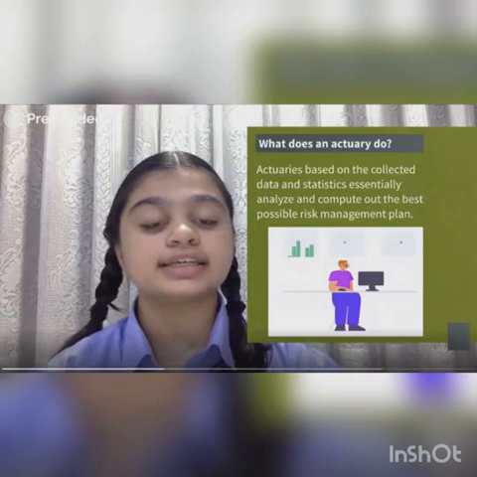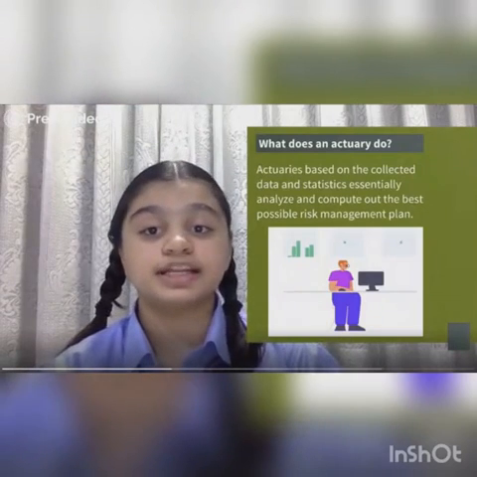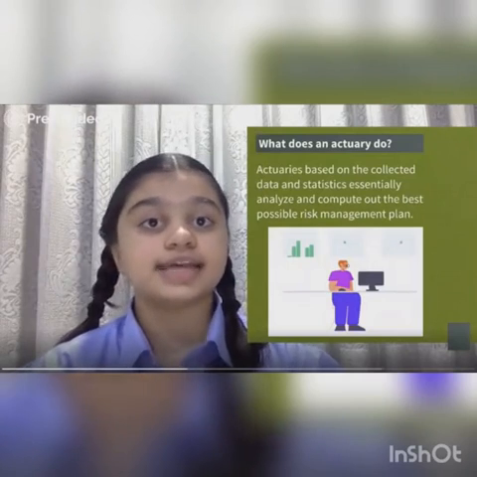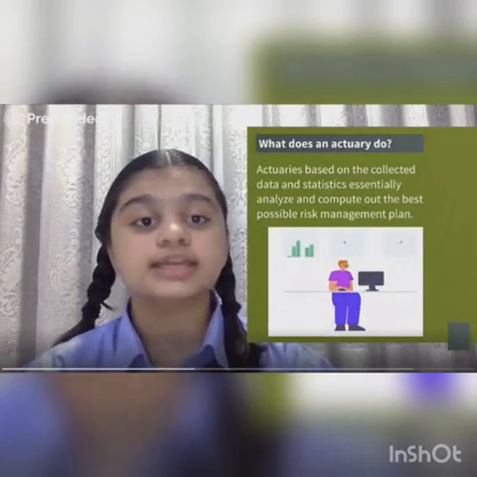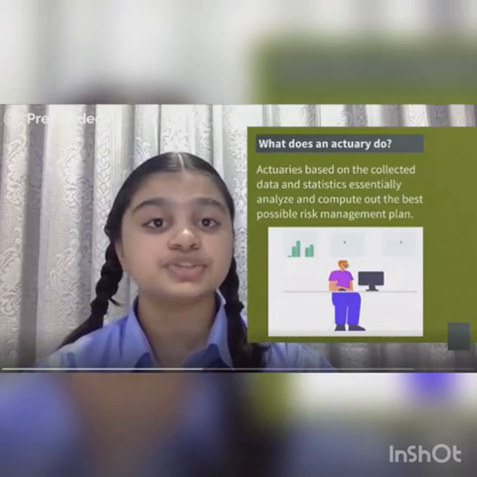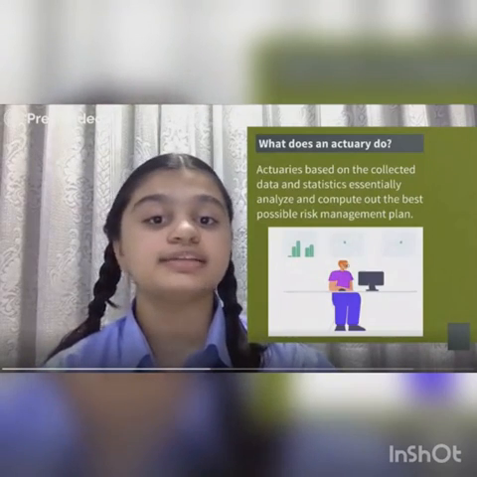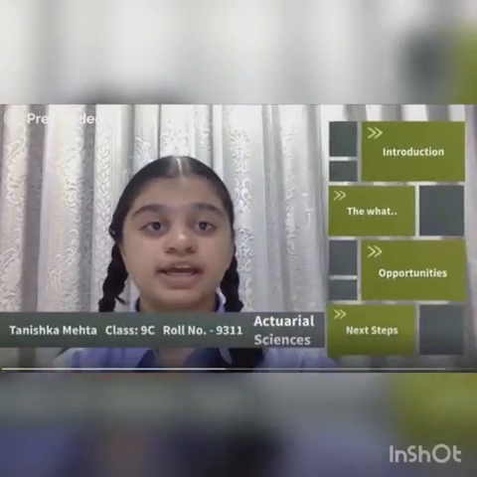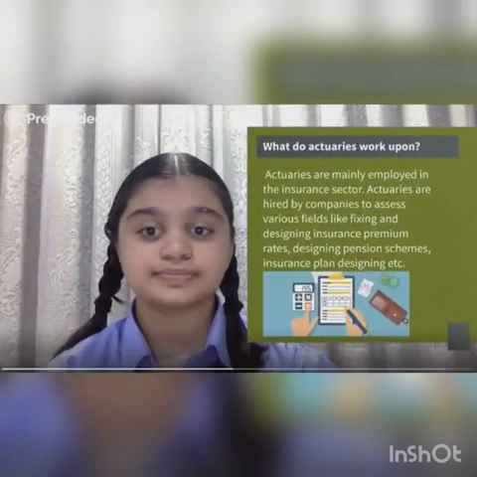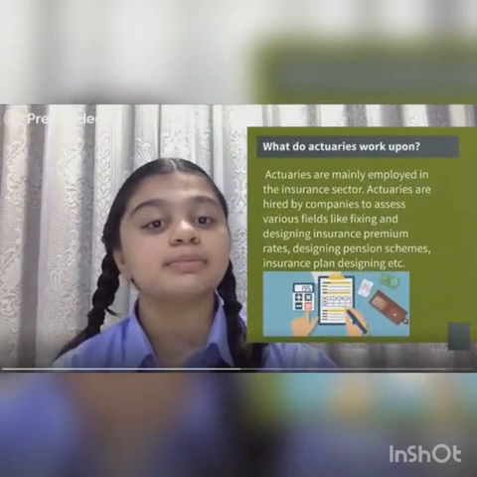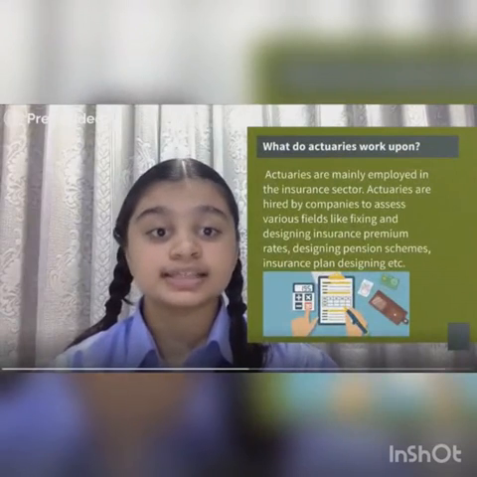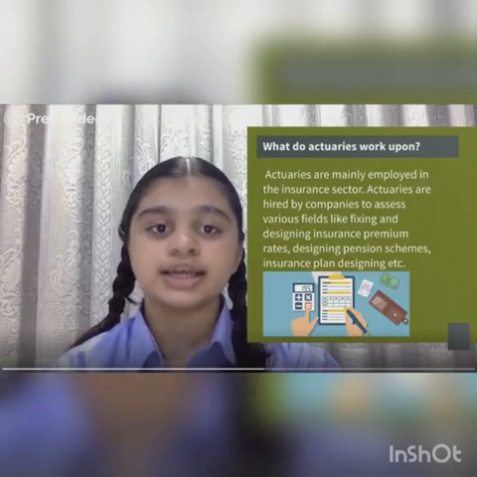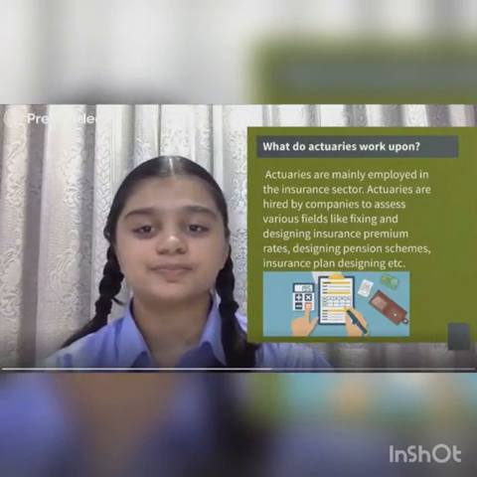Actuaries essentially analyze and compute the best possible risk management plan through the collected data and statistics. Designing social security schemes is another core value that an actuary has to employ while formulating these schemes for injuries, sickness, loss of property, and such other functions. Actuaries are mainly employed in the insurance sector. These companies' investment consultation and premium design structure is managed totally by actuaries.